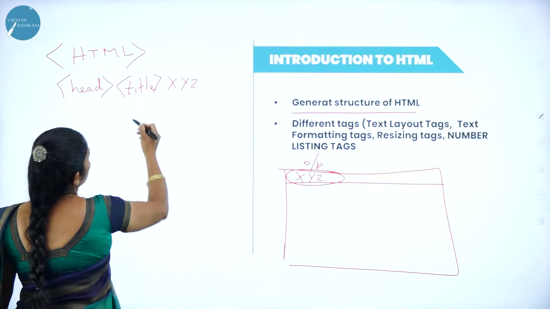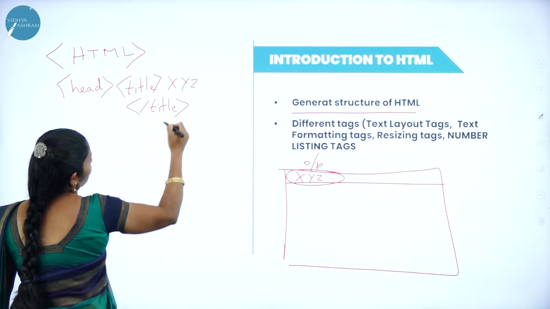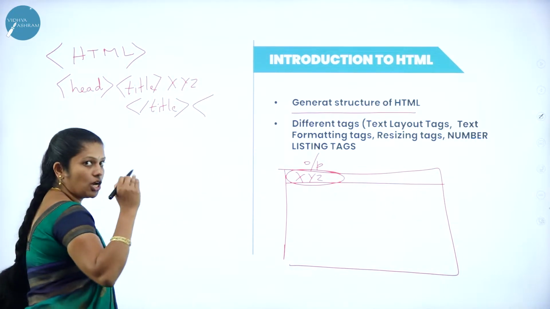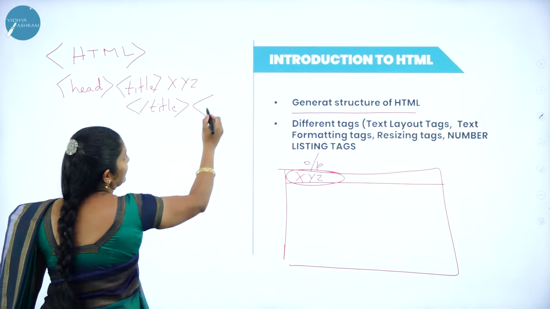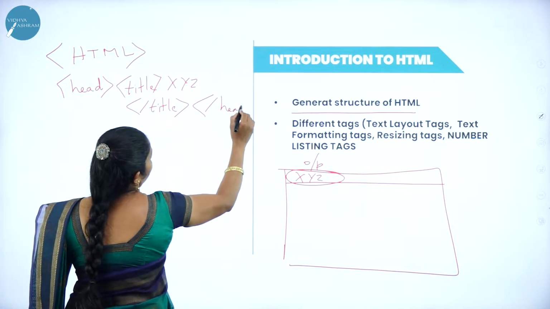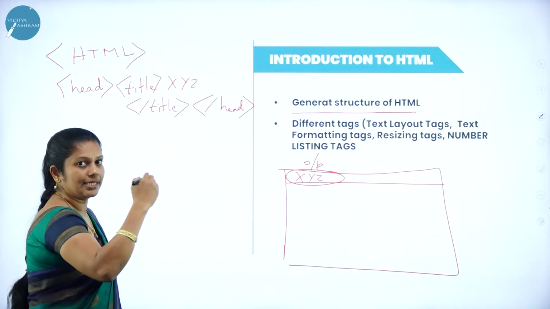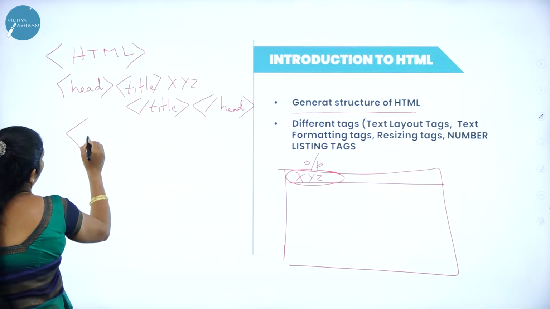Then afterwards, close the title, as well as close the head. Your closing tag looks like your opening tag only, but here you have to write the forward slash. Then close the head tag. Like this, in the HTML 2 parts, the head part we have completed. The next one is the body part.